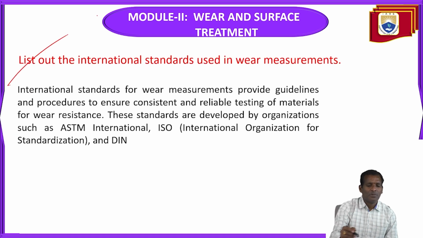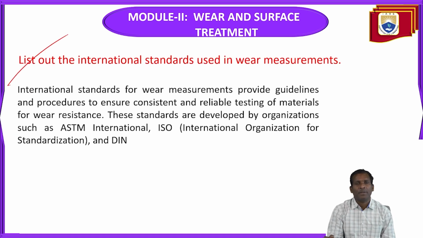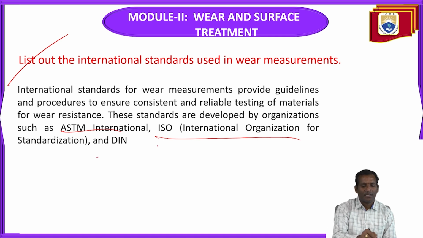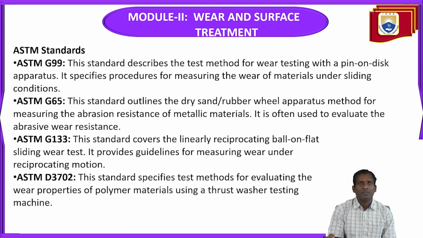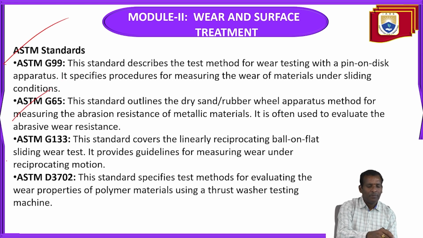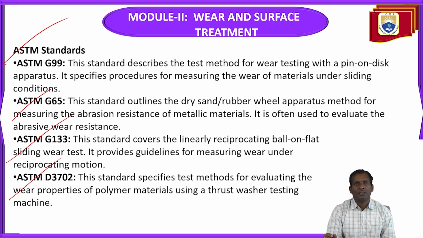The next one is: list out the international standards used in wear measurement. Various standards are there, like ASTM International, ISO, the International Organization for Standardization, and DIN standards. All these standards for wear measurements provide guidelines and procedures to ensure consistent and reliable testing of materials for wear resistance. Those ASTM standards are ASTM G99, G65, G133, and D3702.